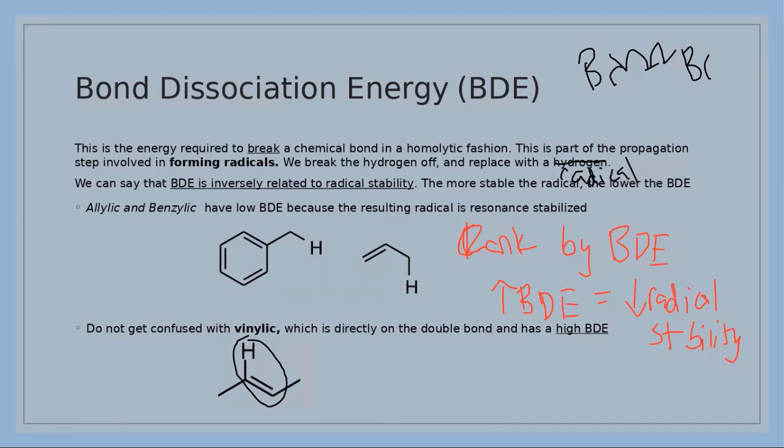The same thing applies to the benzylic position. We don't want to remove this hydrogen here because it's also on a double bond, and removing that will break the resonance and result in a high bond dissociation energy. Yes, they would, because we can say benzylic radicals are more stable than tertiary radicals. Therefore, they would have lower BDE than tertiary.